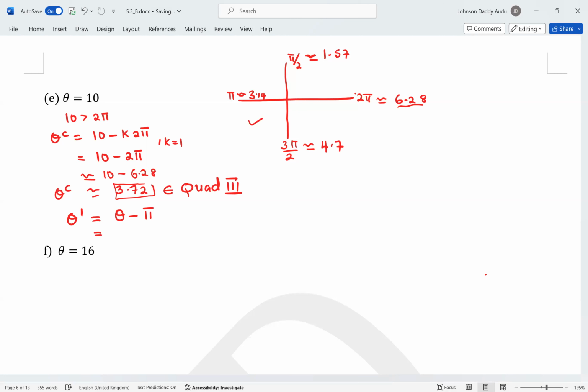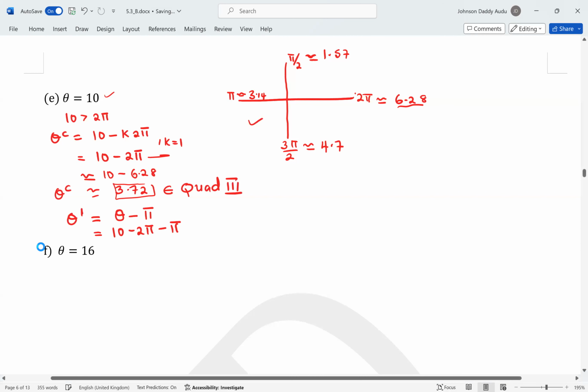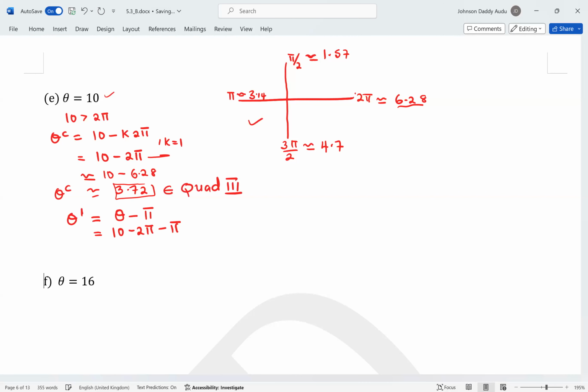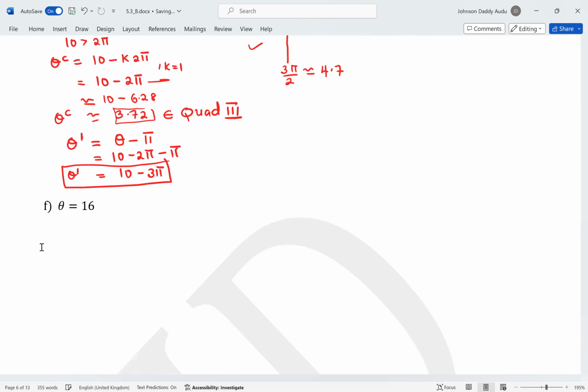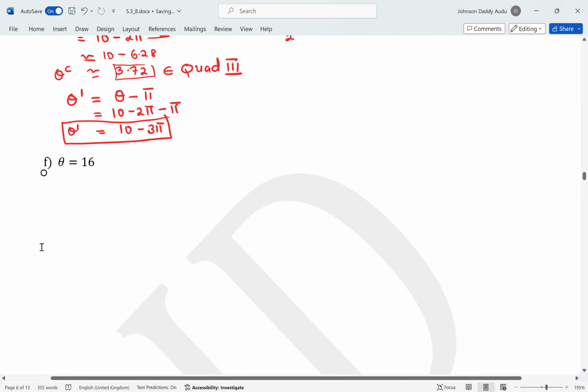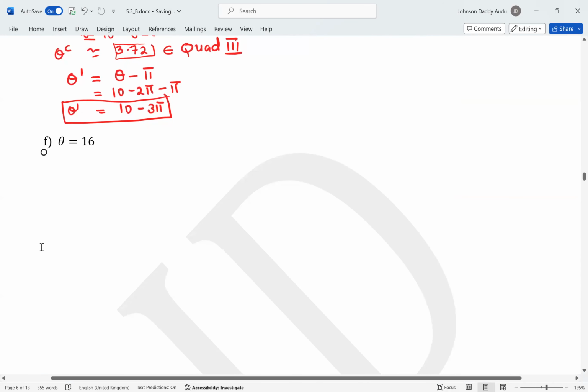So which theta are we using? We are not using this 10 again. We're using the coterminal value, which is 10 minus 2 pi, minus pi. So our final answer is just going to be 10 minus 3 pi. All right. So F is this.